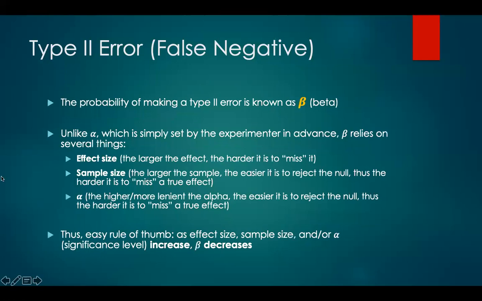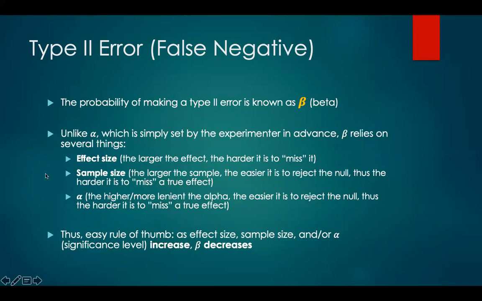Now, the probability of making a type 2 error is known as beta. Unlike alpha, which is simply set by the experimenter in advance, beta relies on several things. For one, it relies on the effect size. The larger the effect, the harder it is to miss it. This is fairly intuitive.